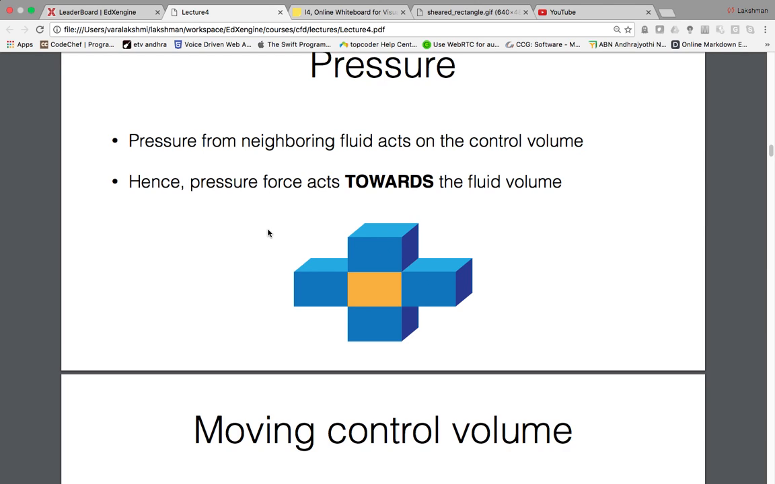Now these are the basic conventions that we are following here. So here pressure from neighboring fluid acts on the control volume. You see this yellow guy here, that is the control volume. If you have observed, we are mixing the usage of some terms, like fluid volume, control volume, fluid element, fluid parcel, all those things represent the same thing.